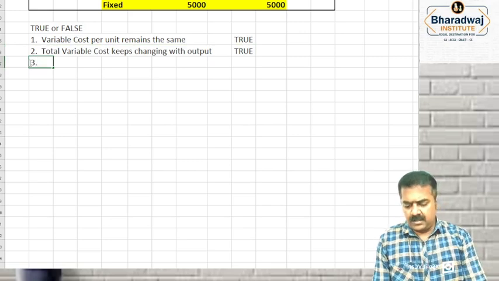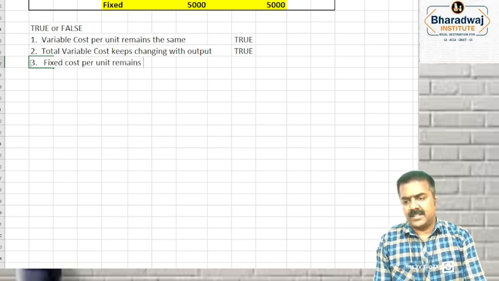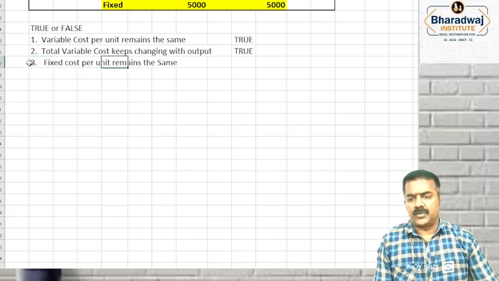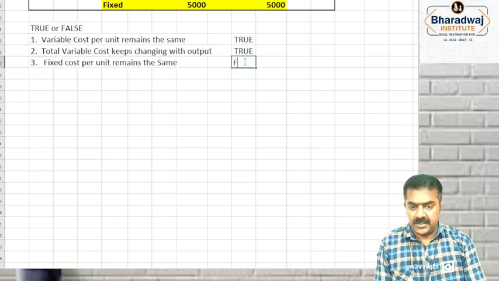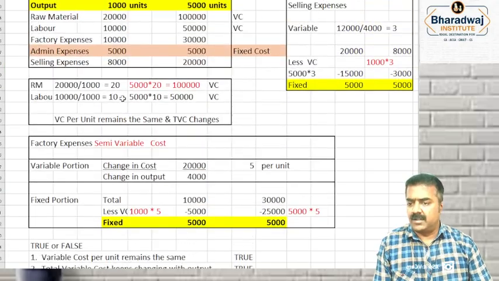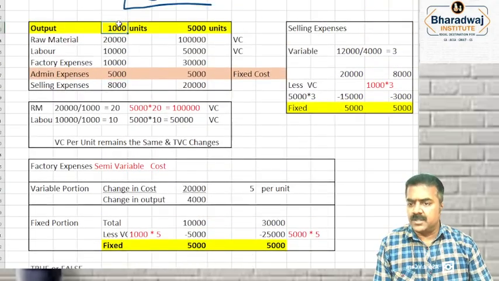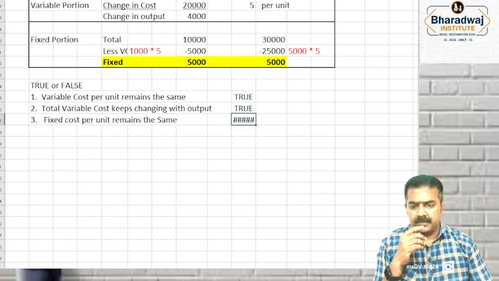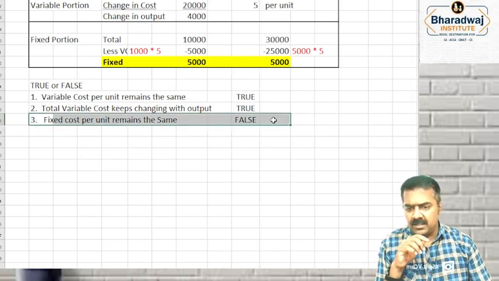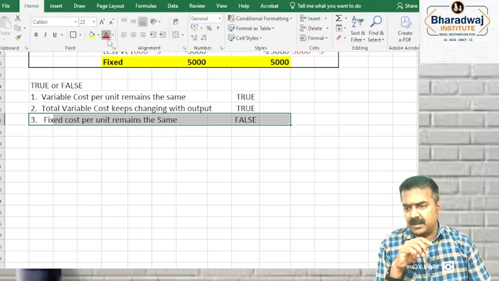Number 3. Fixed cost per unit remains the same. True or false? False. Fixed cost per unit will change. For example, this one, 5,000 by 1,000, 5 rupees. 5,000 by 5,000, 1 rupee. When the output changes, fixed cost per unit will change. So it cannot be the same.